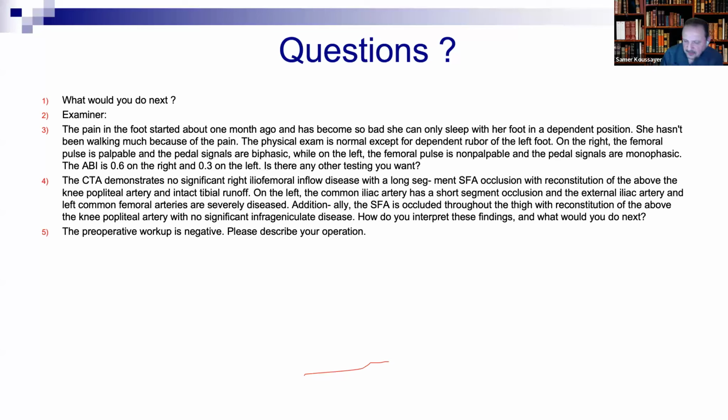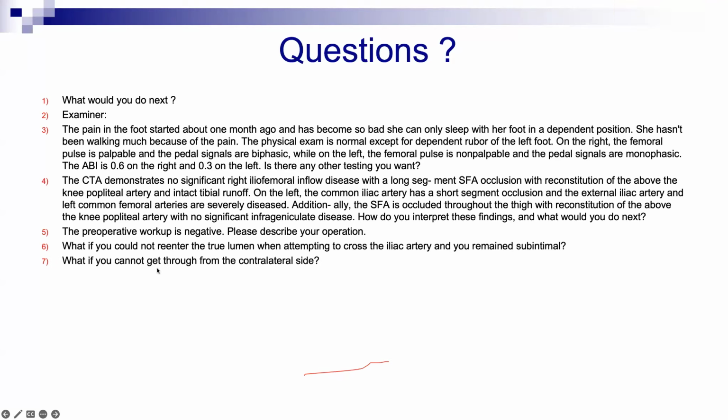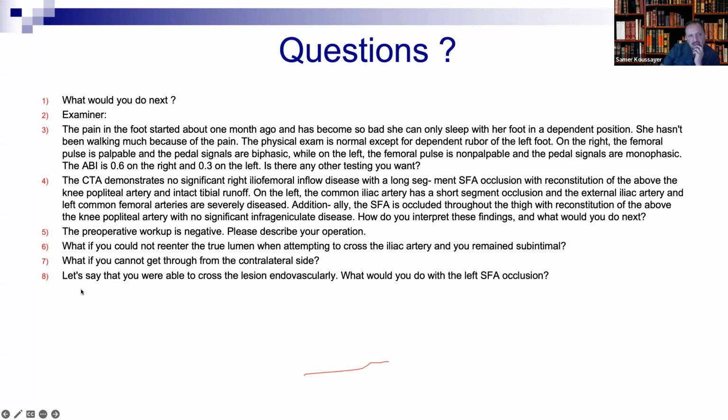All right? Okay. All right, let's see the next question here. What if you couldn't re-enter the true lumen when attempting to cross the iliac artery and you remain subintimal? We talked about it: you said you go from the other side or you go from brachial, correct? Yes. But if you cannot get through from the contralateral side, we go to brachial. We said that. Let's say you were not able to cross the lesion endovascularly.